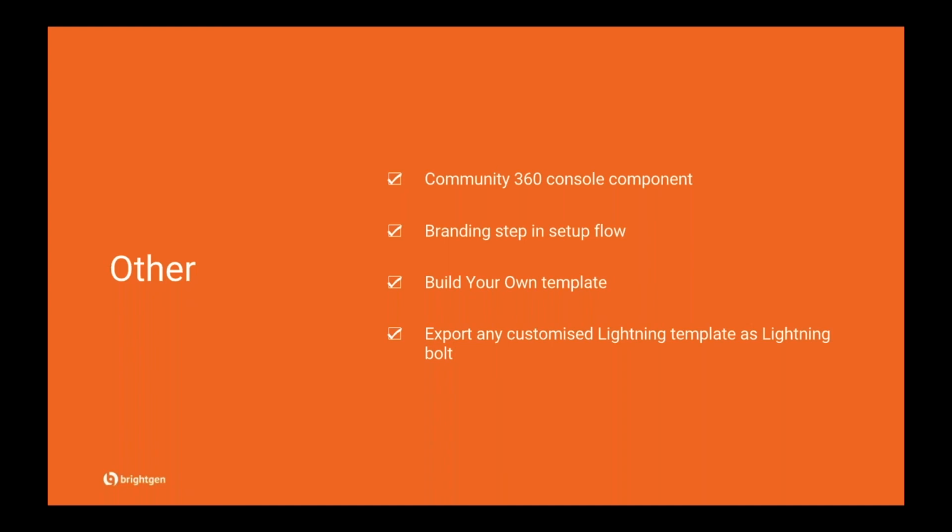You can also build your own template. So rather than having to live with what the Napili template gives you, if that doesn't exactly match your requirements, then you can build your own template from scratch. And finally, you can export any customized Lightning template now as a Lightning Bolt. The idea of a Lightning Bolt is that's a template that you could give to your customers, you could give to your partners. I guess you could eventually end up selling it on an app exchange type of thing with your particular template.